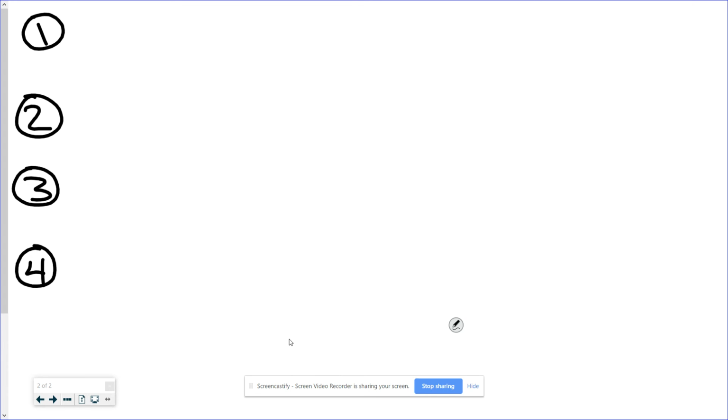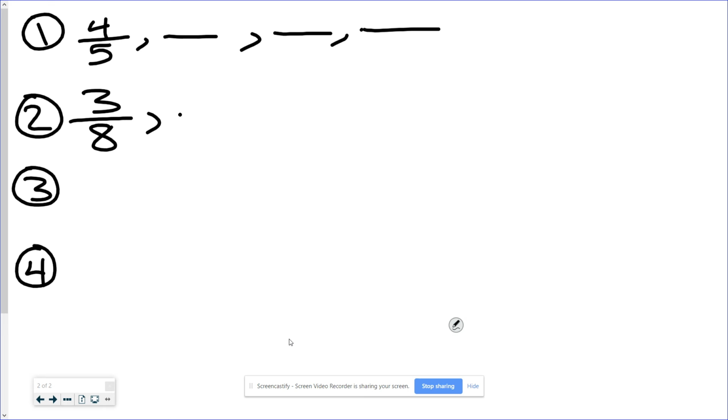The first one I want you to look at is 4/5. Provide 3 examples. The second one I want you to work on is 3/8. Again, find 3 examples that fit that as well.